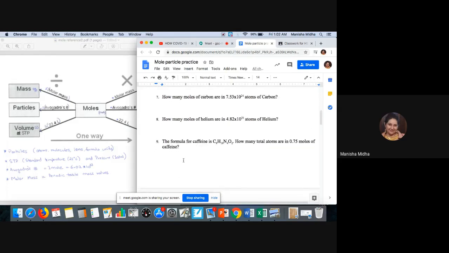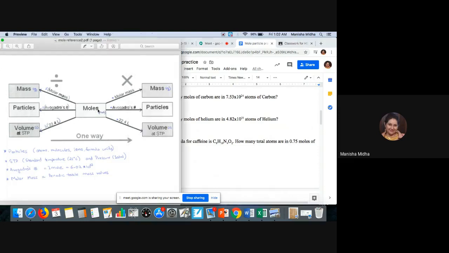How many moles is a divide question. Number 9, again, they're giving you information. This is your caffeine formula, which is irrelevant. You don't need that information. But the real question is right here. How many total atoms? So atoms is you are going in the direction of particles, and moles is given. So from moles to particles, you are going to multiply.